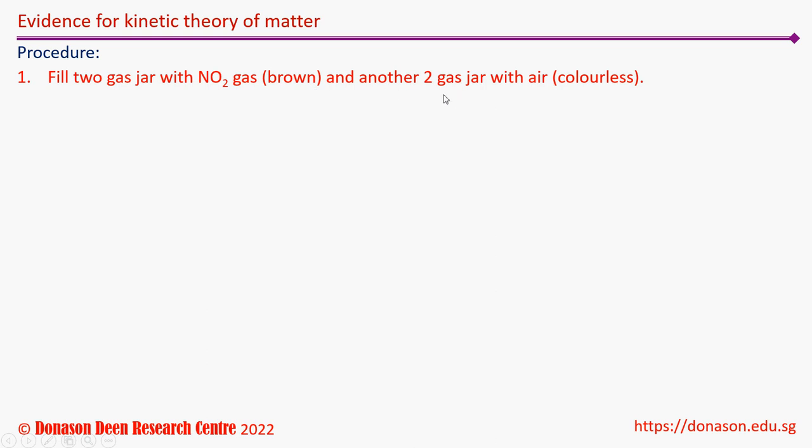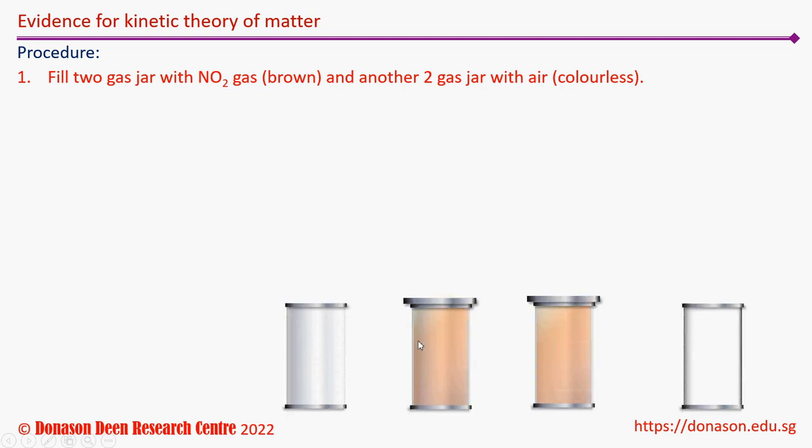And another 2 gas jars, we can just simply fill with air. Just leave it open and it will be filled with air. Air is colorless. So we are going to fill up 2 of the jars with nitrogen dioxide gas, and another 2 we just leave open so that the air will fill up.